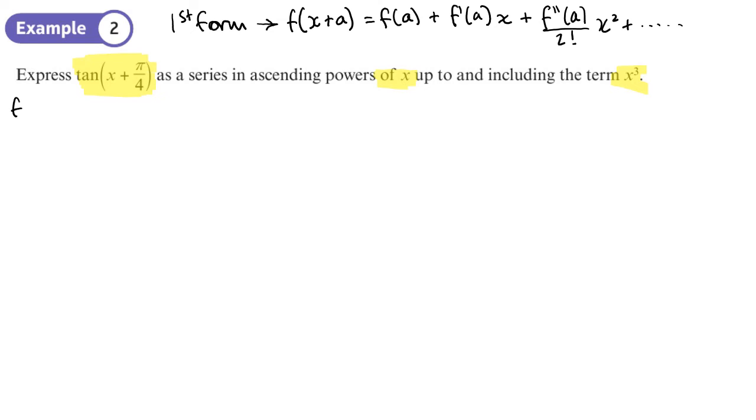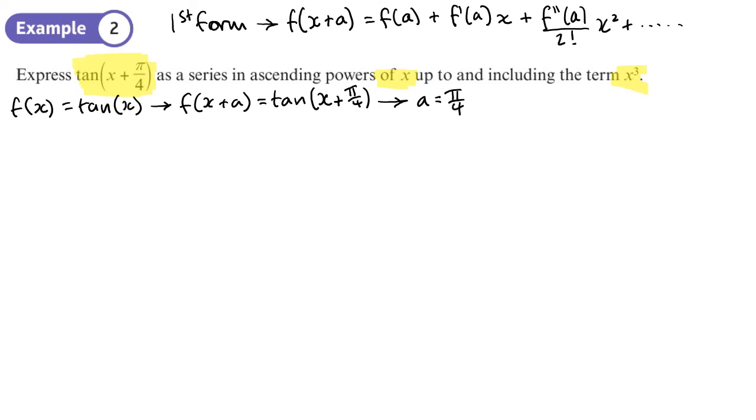Okay, so if our f of x equals tan x, then f of (x + a) is going to be tan of (x + pi over 4). So that means that a equals pi over 4. Now we could have just written that down, a equals pi over 4 straight away. So just like before, f of x equals tan x, I know I've got that already, but I just want it all to match up.